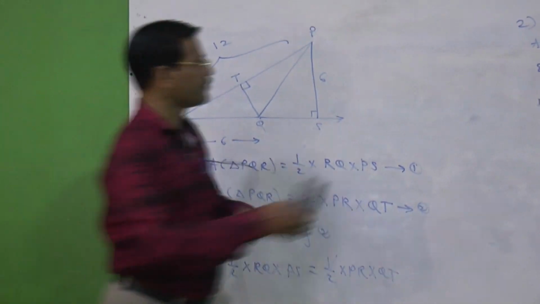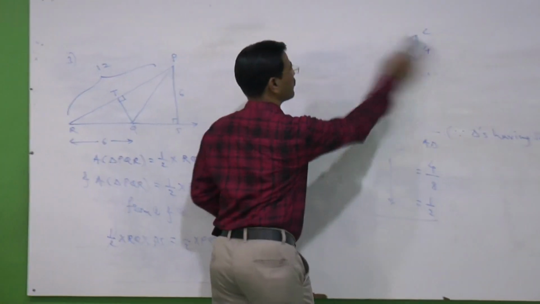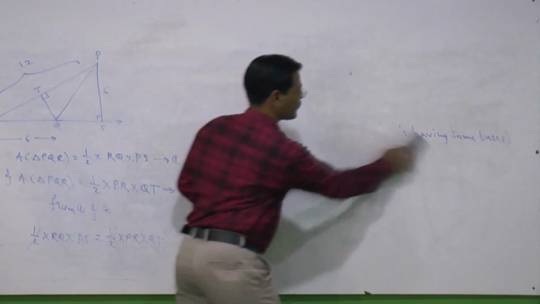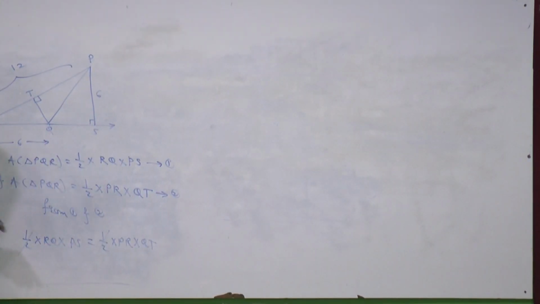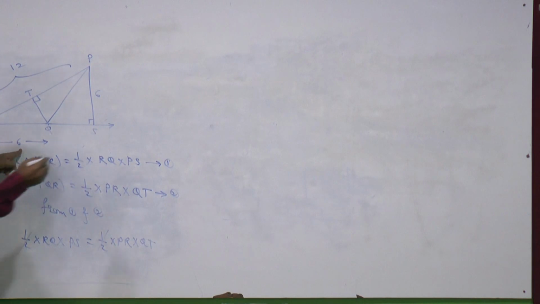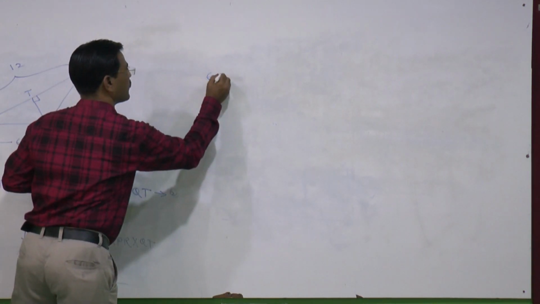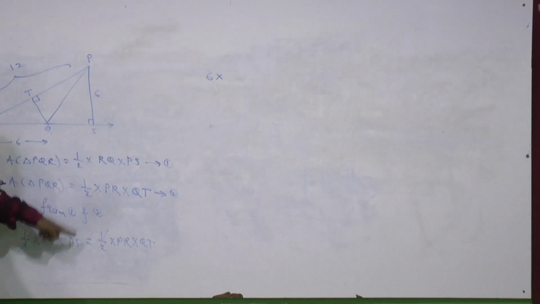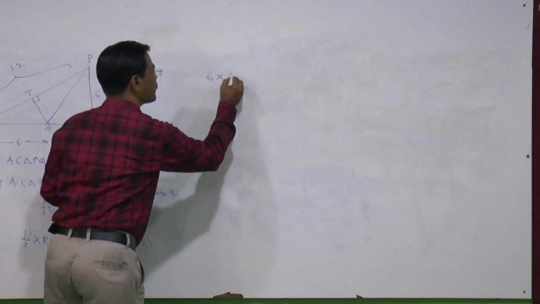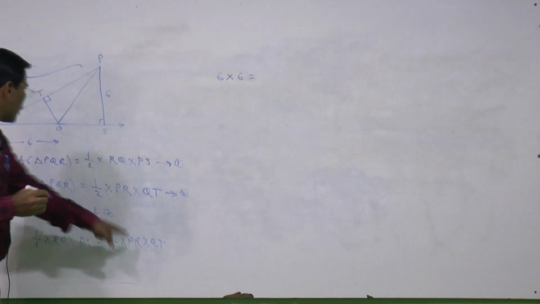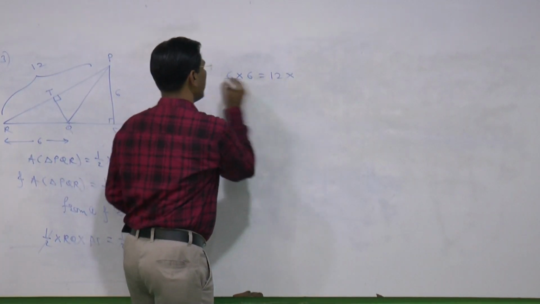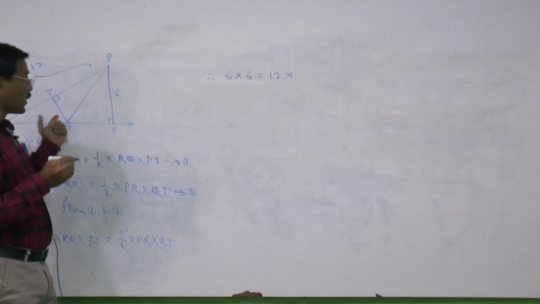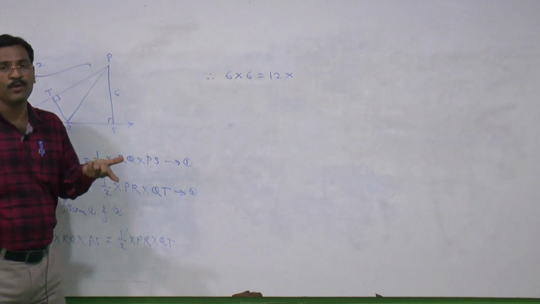See first here. Just try to put it. What is RQ here? Is RQ given? Yes, it is 6 into. What about this PS? Again it is also 6, is equal to. What about PR? This is 12. It is given. Now what do we have to find? QT. That is the only one we have to find.